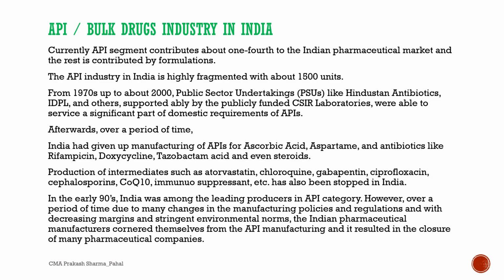Afterwards, over a period of time, India gave up manufacturing APIs for ascorbic acid, aspartame, antibiotics, and even steroids. Production of intermediates such as atorvastatin, immunosuppressants, etc. has also been stopped in India. In the early 90s, India was among the leading producers in the API category. However, over a period of time, due to many changes in manufacturing policies and regulations, decreasing margins and stringent environmental norms, Indian pharmaceutical manufacturers cornered themselves from API manufacturing, and it resulted in the closure of many pharmaceutical companies.